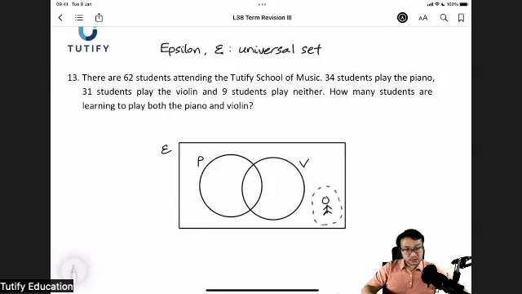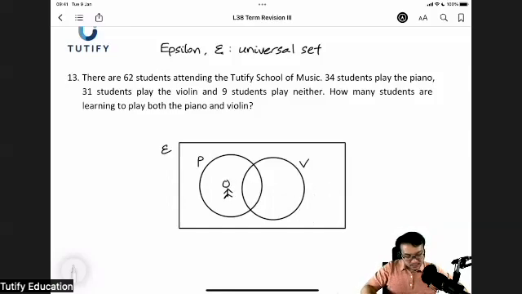All right. So students, what is the meaning of universal set? The universal set actually includes everybody who is outside the circle. That means you do not play piano, you do not play violin. Maybe you play the flute. Maybe you play the drums, right? Something like that. Okay. So universal set is everybody else.